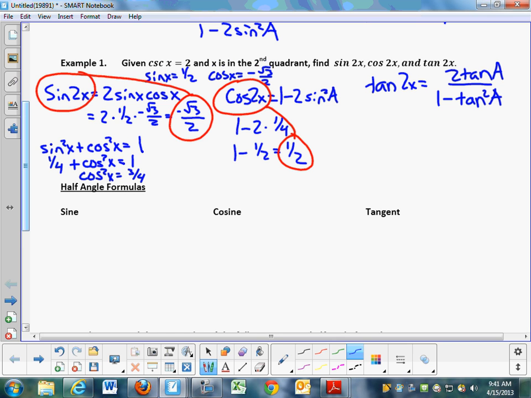Right, tangent, you would take sine divided by cosine, right? So tangent of x is equal to, we take 1/2 and divide it by the square root of 3 over 2, negative. Sine divided by cosine. So if we multiply it by 2 over the square root of 3, negative, you get negative 1 over the square root of 3, which is negative square root of 3 over 3. Got it?